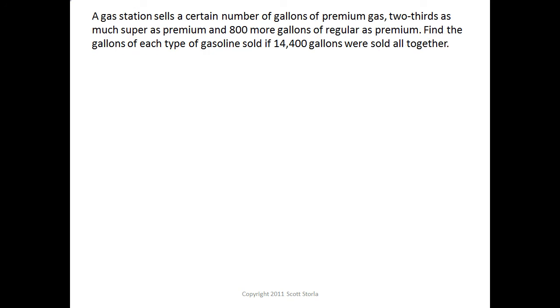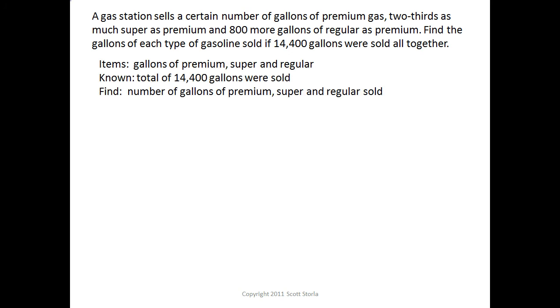Let's finish with one more 3-item problem. Well, my items are the 3 types of gas. There were 14,400 gallons total, and I'm supposed to find how many gallons of each type of gas were sold. Now again, notice which one is talked about the most, which are the items, and it's the amount of premium, the gallons of premium, so that's going to be my variable.